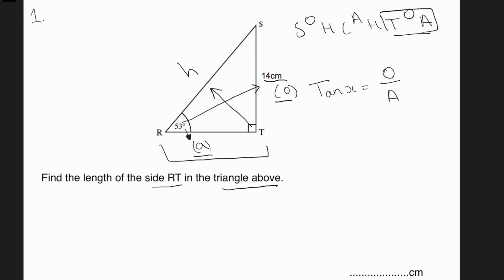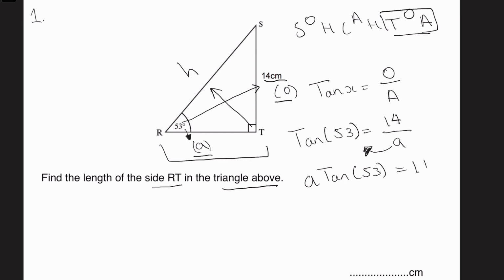Now let's fill in the blanks. So instead of writing x, we're going to write 53. So let's substitute the numbers in. Tan 53 equals 14 over A. And now we need to rearrange the equation to make A the subject. So we're going to move A to this side. That's going to be A tan 53 equals 14.